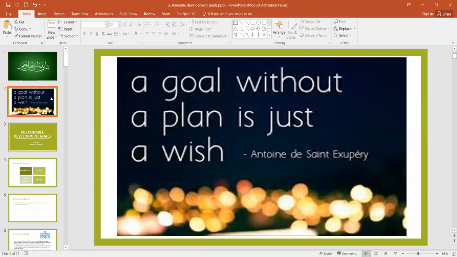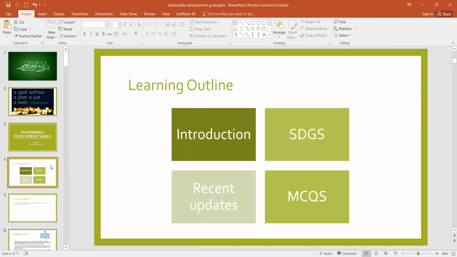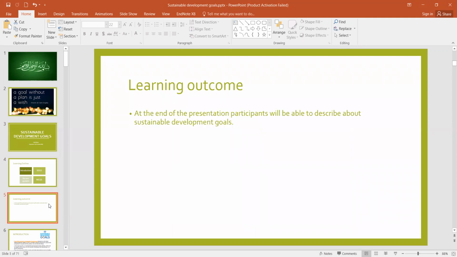Quote of the day: a goal without a plan is just a wish. Today, the topic of my presentation is Sustainable Development Goals. The learning outline of my presentation is introduction about SDGs, what are SDGs, recent update, and MCQs. At the end of this presentation, participants will be able to describe the Sustainable Development Goals.